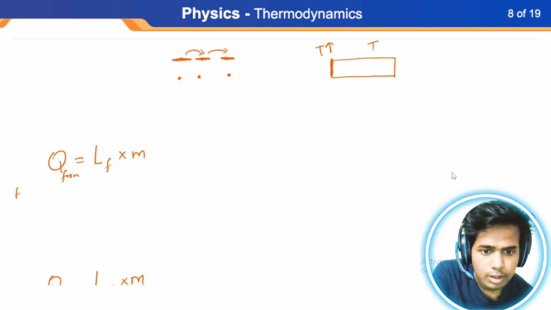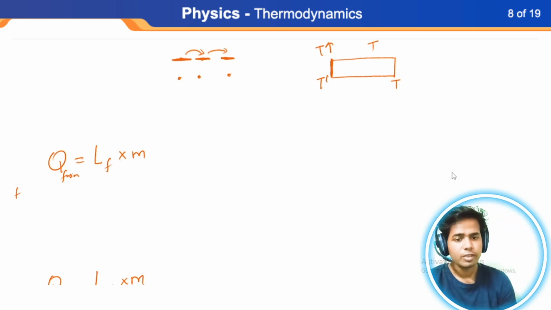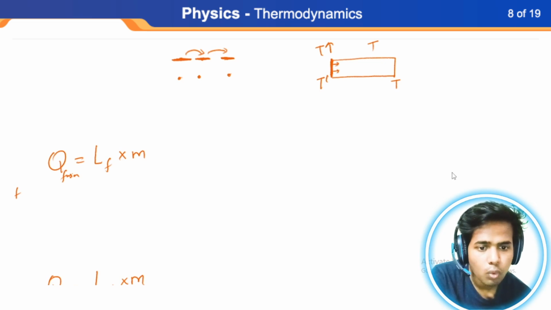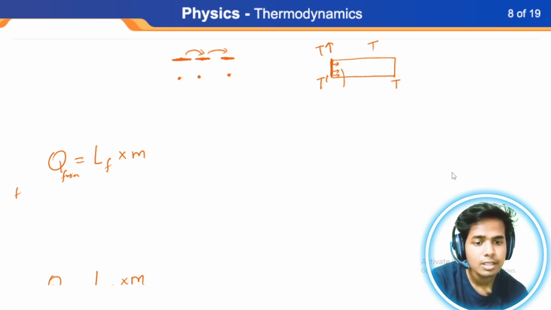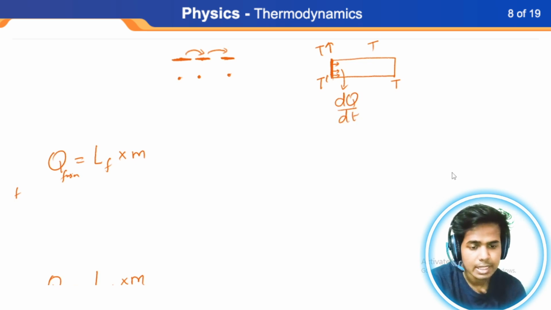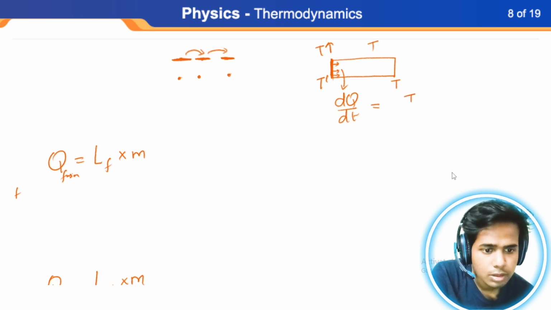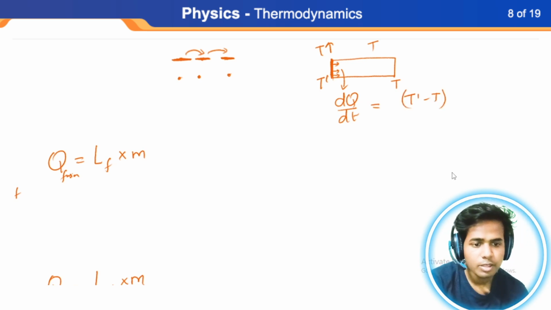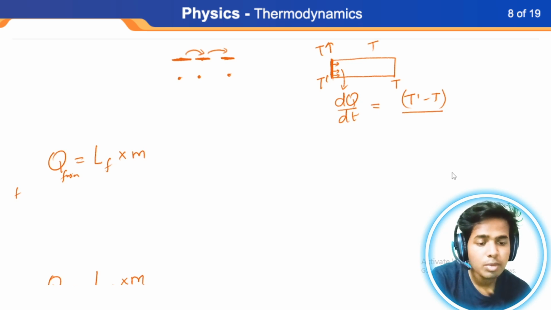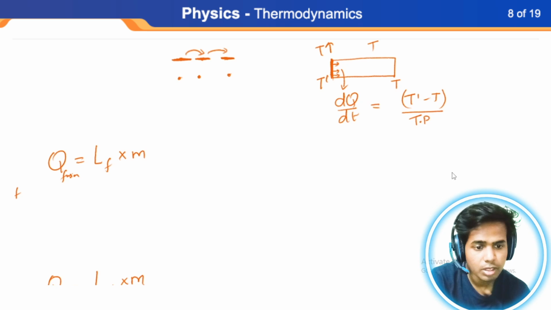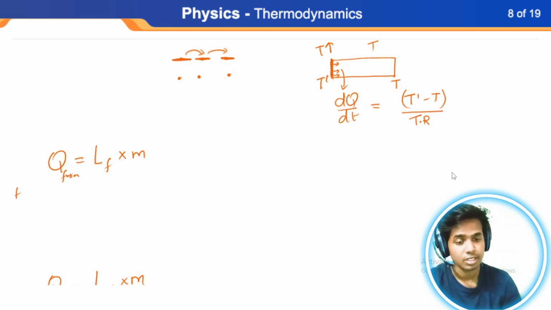Now let's say the temperature here was T dash and here T. What we can do is actually calculate at what rate the heat is transferring. It means the rate of change of heat at any of the sides. Now this will be actually equal to T dash minus T divided by something called thermal resistivity, or thermal resistance actually.